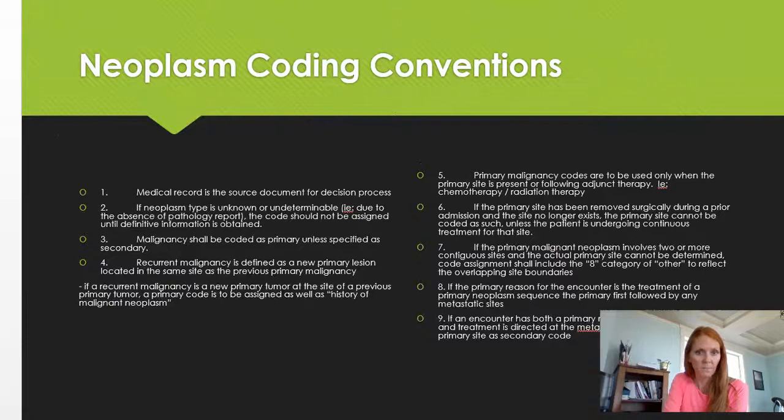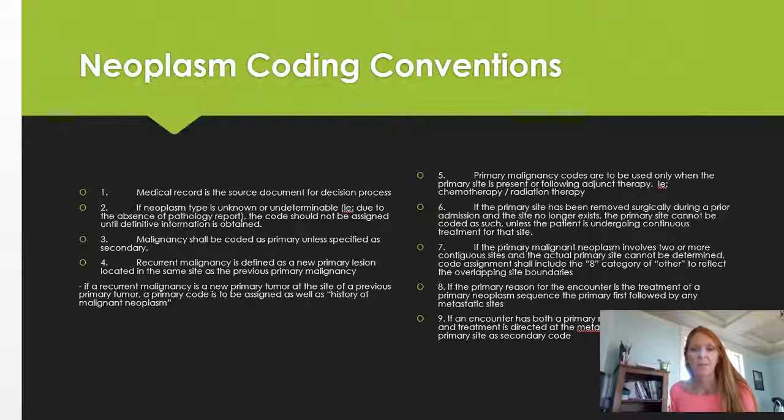So the coding conventions are in your book for coding neoplasms, and we're talking about these in our discussions. But I just wanted to highlight a few of these. They start on page 12 of your CM book and go to page 15. But remember, the medical record is always your source documentation. Our number one rule in coding is if it wasn't documented, it didn't happen. So if you don't have that path report documenting the behavior of a neoplasm, don't code it. Of course, in our class, scenarios are going to tell you, but in real life, you're going to need that pathology report to support that diagnosis.